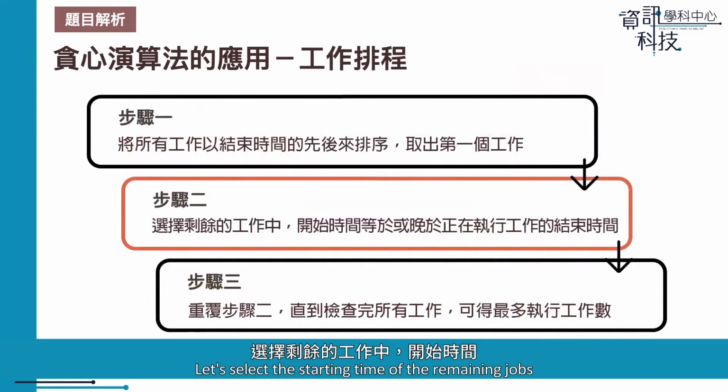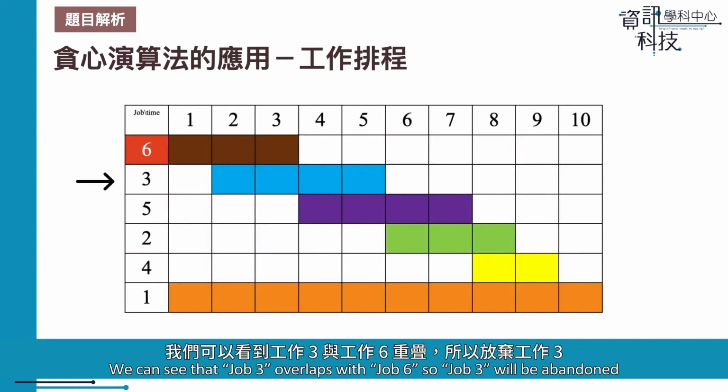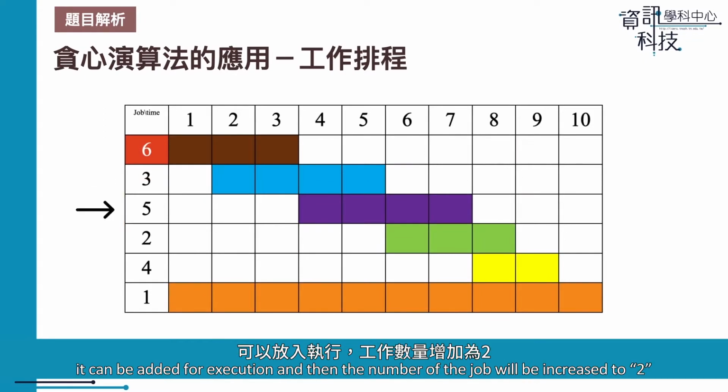Step 2. Let's select the starting time of the remaining jobs equivalent to or later than the ending time of the work currently being executed. We can see that job 3 overlaps with job 6, so job 3 will be abandoned. Since job 5's starting time does not overlap, it can be added for execution, and then the number of jobs will be increased to 2.